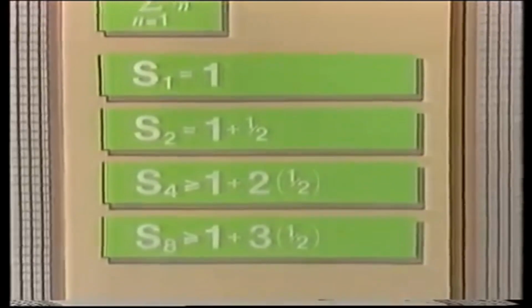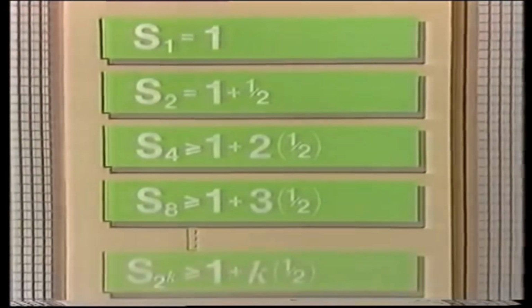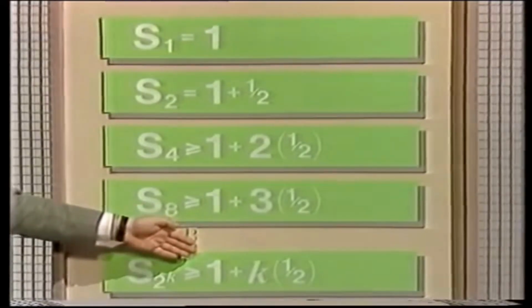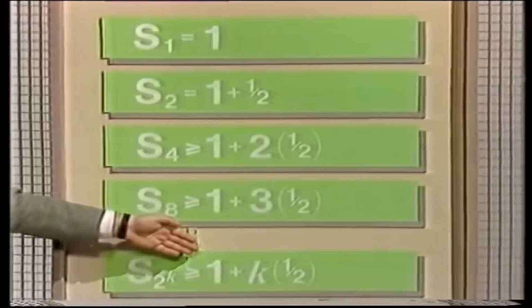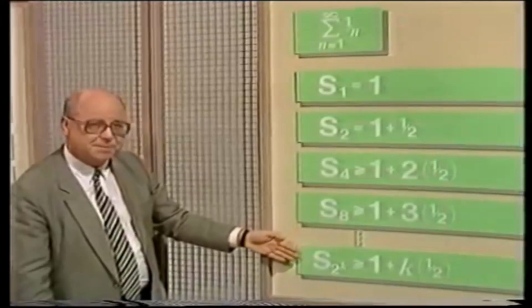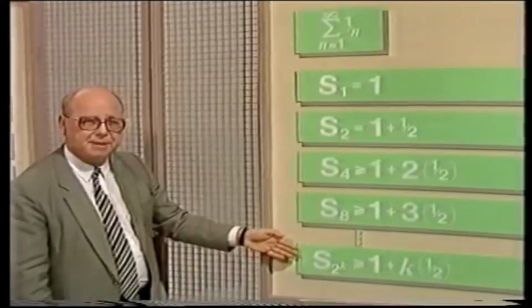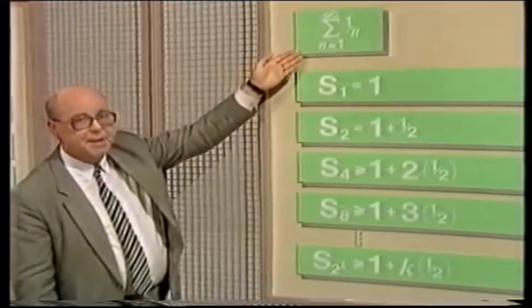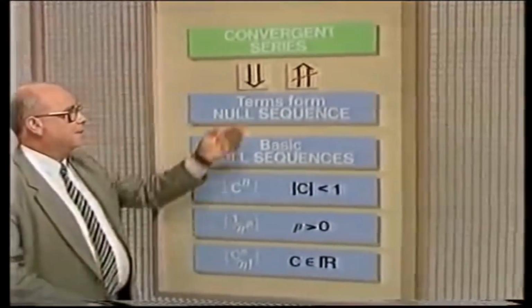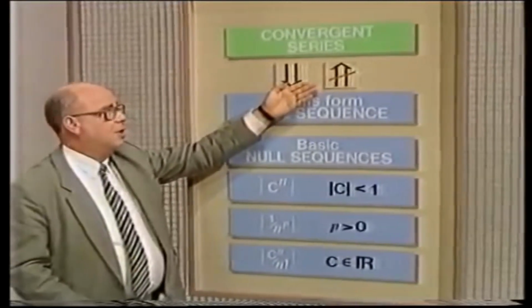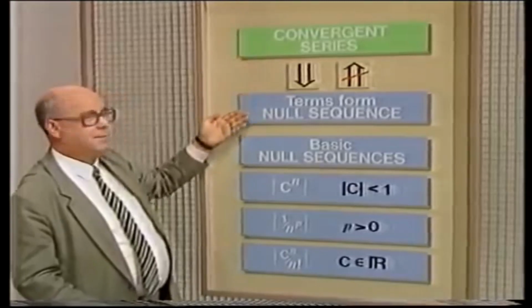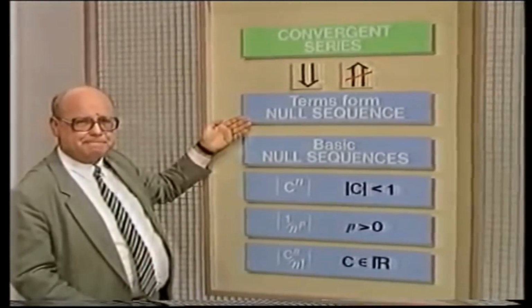So in general, the 2 to the k-th partial sum of sigma 1 over n is greater than or equal to 1 plus k times a half. And as k gets larger, this lower estimate for partial sums tends to infinity. So the partial sums themselves must tend to infinity. So the series sigma 1 over n must diverge. And that immediately shows that the converse here doesn't hold. All you can assert is that if a series converges, then its terms form a null sequence.